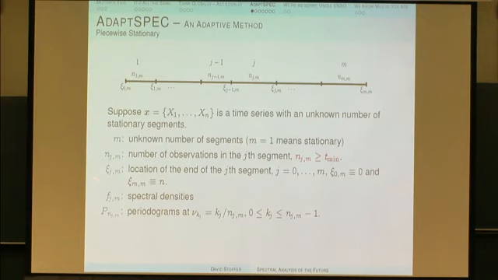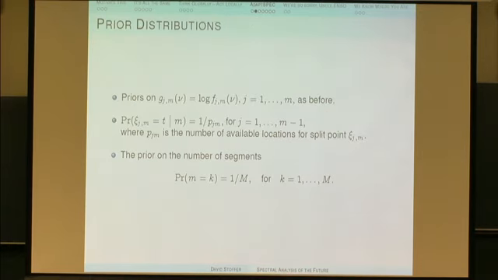So there's some finite number of spectral densities. The C's are the points of change, and then within each one you have a periodogram, and we just assume that there's some reasonable space between them. Okay, so now you do the same thing over again.